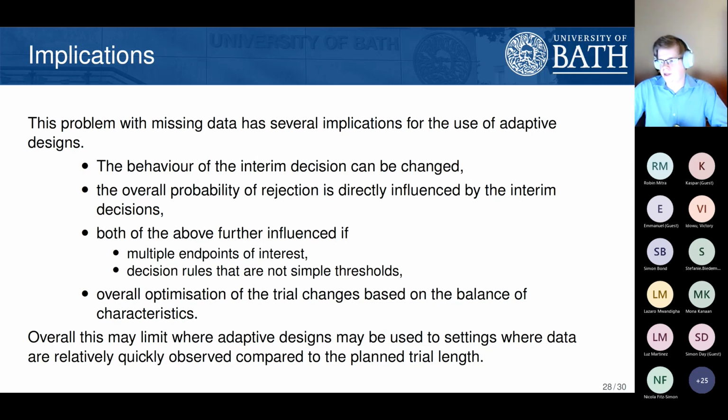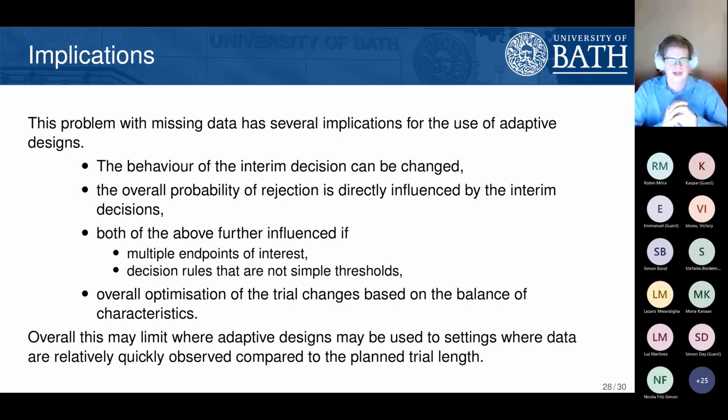So another big topic for me in my research is how do we optimally design these trials? We've seen some discussion of optimal design earlier today, and that's going to be heavily influenced by, in this adaptive setting, how we make that interim decision. And thus it's going to also be heavily influenced by the missing data. So overall, this might limit adaptive designs, or in fact, it does limit adaptive designs to settings where data are relatively quickly observed compared to the planned trial length.